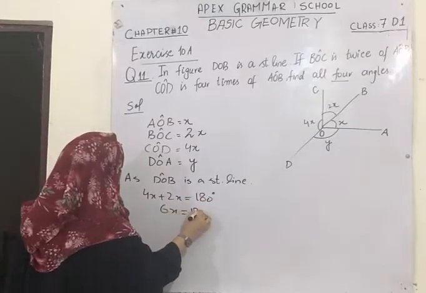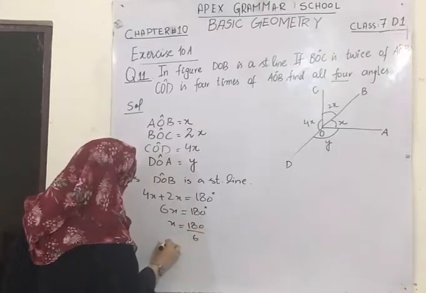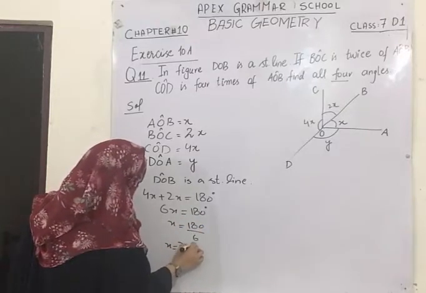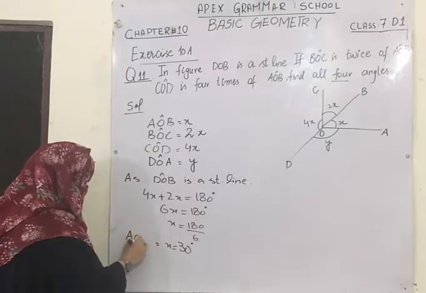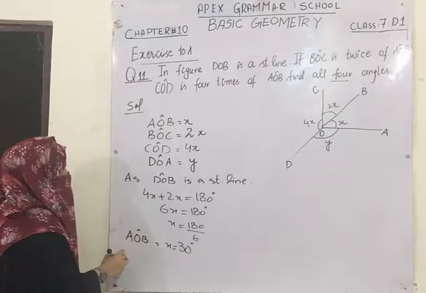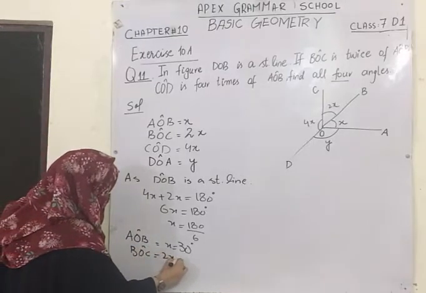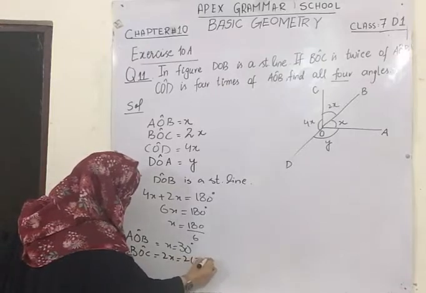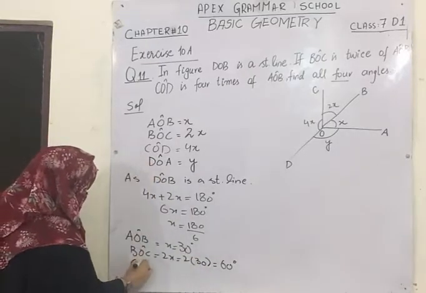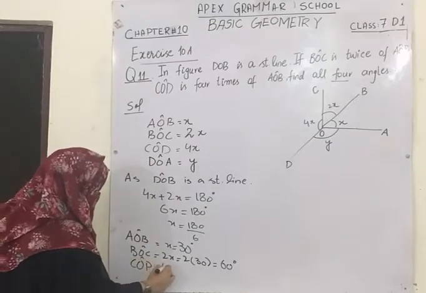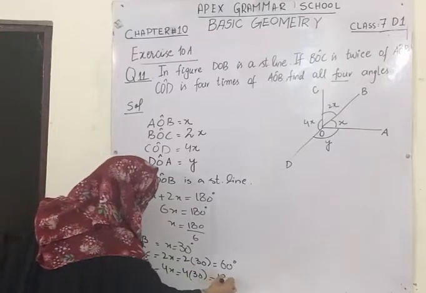6x will equal 180 degrees. X is equal to 180 divided by 6. The value of x will be 30 degrees, which means the angle AOB will be 30 degrees. So BOC, which you have supposed to be 2x, will be 2 times 30, which is 60 degrees. Our third angle COD is 4 times x. So 4 times 30 will be 120 degrees.